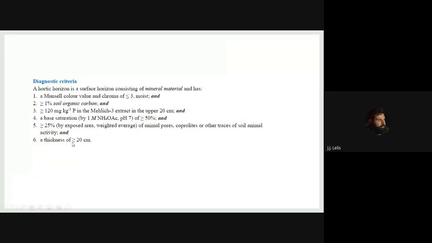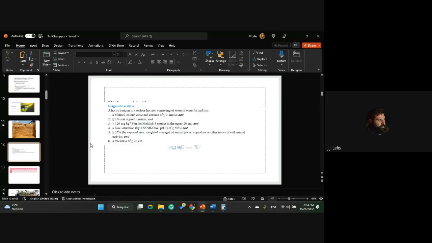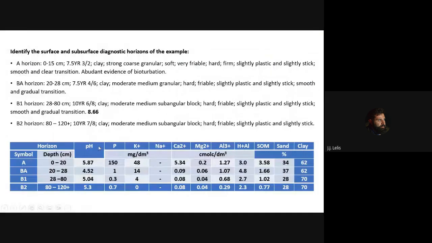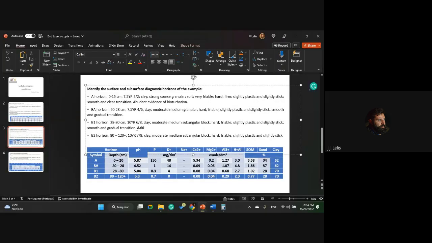And the last one is a thickness equal to or higher than 20 centimeters. So in this case, we have 20 centimeters. In this specific exercise, we have an Arctic horizon at the surface of the soil. The horizon is an Arctic horizon, okay?